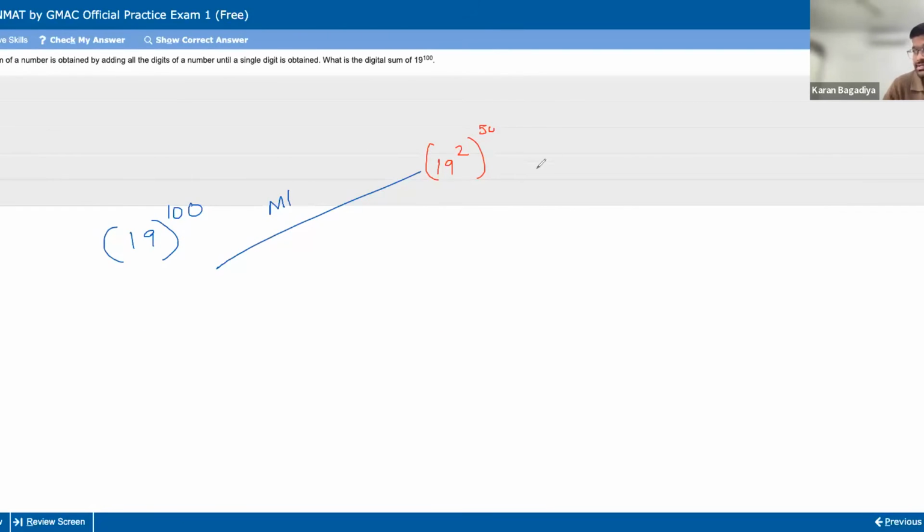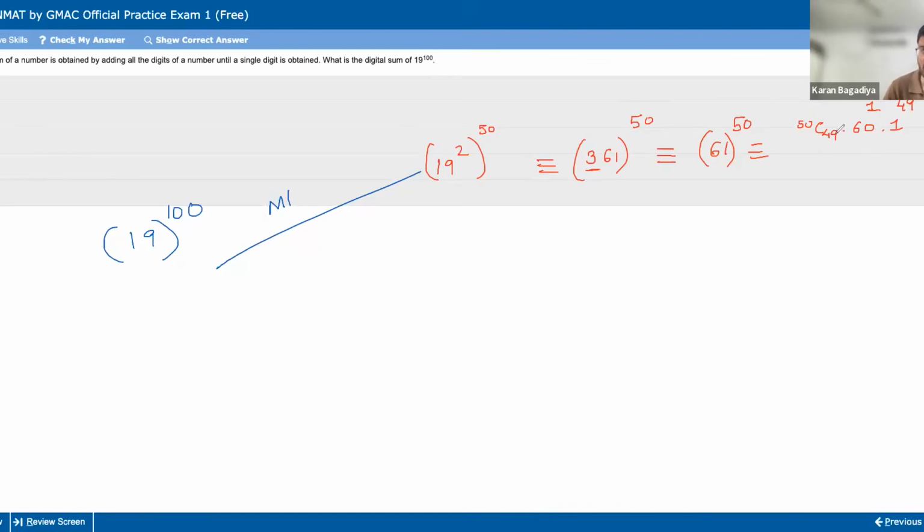Can I not write it like this? Which then becomes 361 raised to 50, right? Now, 3 is useless as far as the last two digits are concerned. So this is 61 raised to 50. And then again, for completeness' sake and revision purposes, I'll write it in detail. 50 choose 49 dot 60, right? Raised to 1. 1 raised to 49.